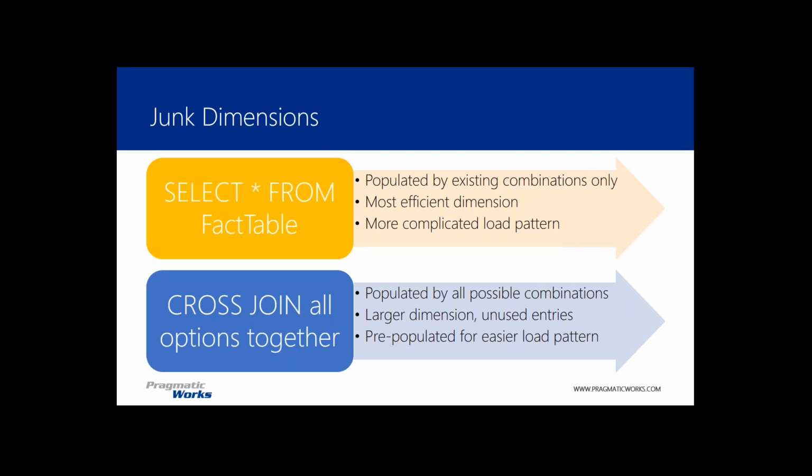The other option, which I'll show you, is how to cross-join all the different options together. This is good in that you only have to populate it one time, and it has all the different combinations of those fields inside of the table. The downside, of course, is the complete opposite: it's a larger dimension, and you potentially have a bunch of unused entries inside that table. The good news is, though, it's a little bit easier ETL pattern because that table is preloaded for you.